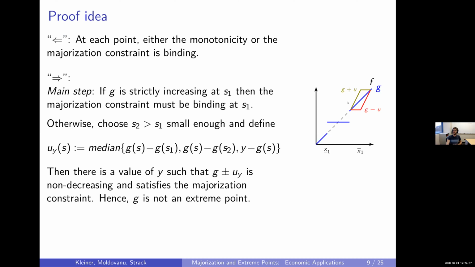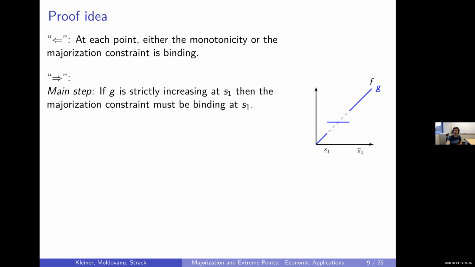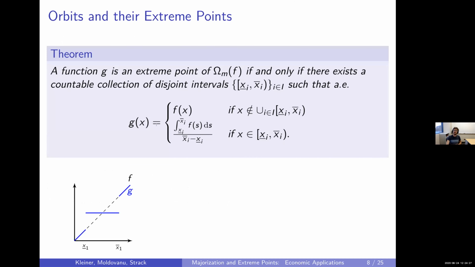So it must be that whenever G is strictly increasing, then the majorization constraint must be binding. This means that the functions F and G either coincide whenever G is strictly increasing, or the function G is flat. This is the argument why the extreme points have this particular form that I showed you here. So either the two functions coincide, or you have these intervals where the function G is flat.